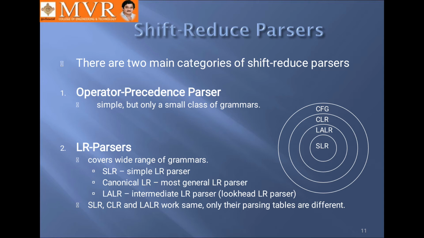L is for left to right scanning of input, and R is for constructing rightmost derivation in reverse, and k is the number of input symbols of lookahead that are used in making parsing decisions. There are three widely used algorithms available for constructing an LR parser.